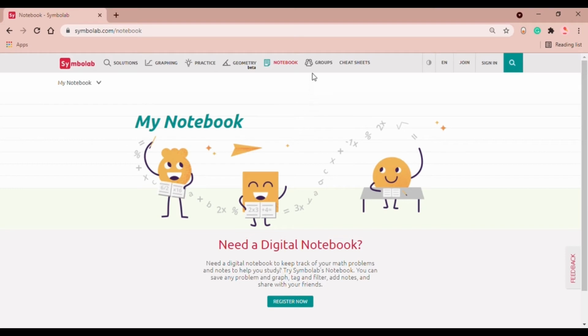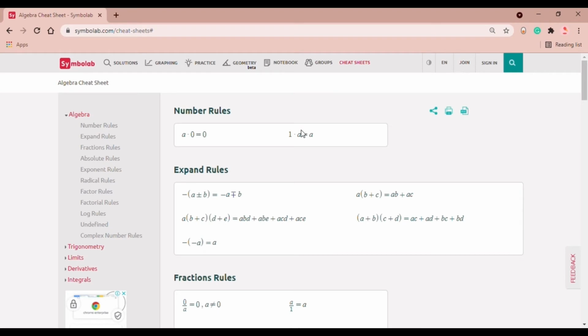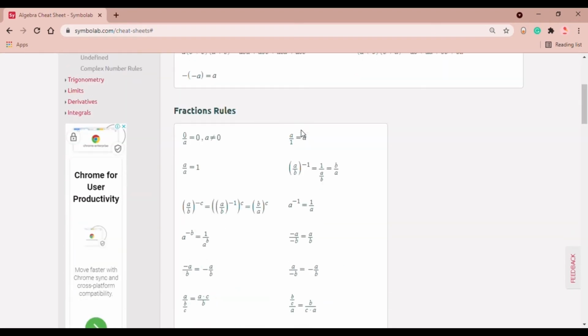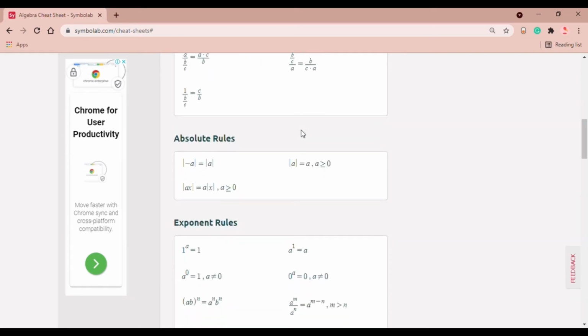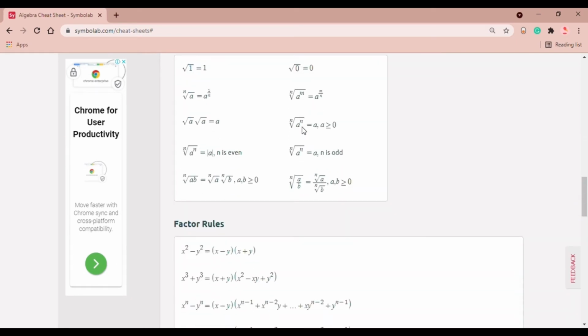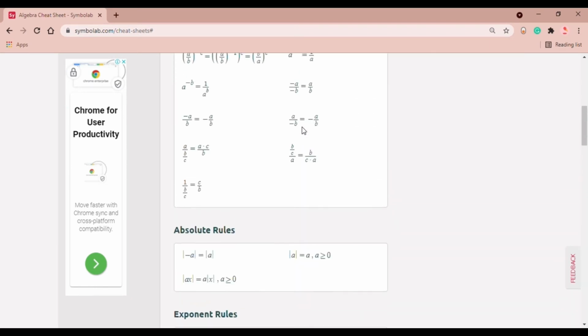So we move on to the next, which is groups. This is more like a classroom or grouping. However, for this part also you need to register and join in order to use this feature. So last, we have cheat sheets. For this part, there are so many rules that are the theoretical part of mathematics. You can use them as your reference in case you forgot the rules. So you can look here. Okay, basically that's all in this website.